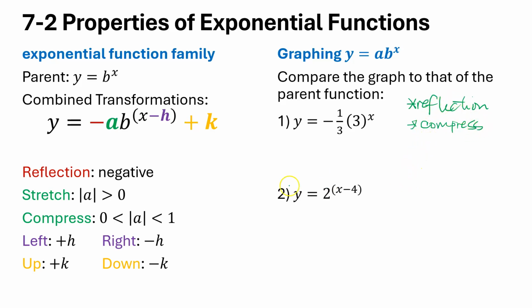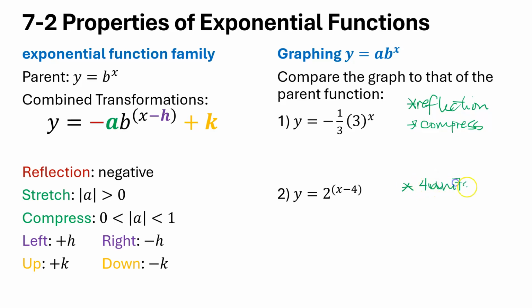Okay, for this next example, we do not have any negatives or multipliers here. We already have the base b. But if we notice, we have a number subtracted with the exponent x. So this means that there is a movement going to the right by 4.